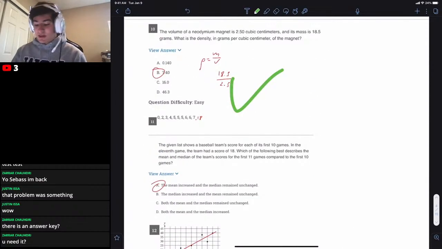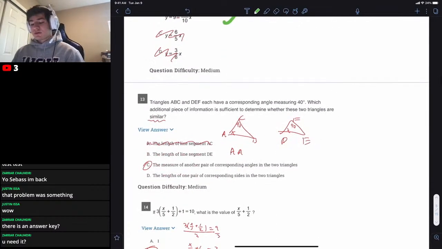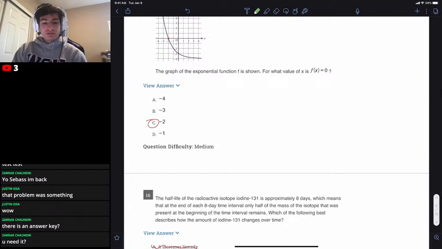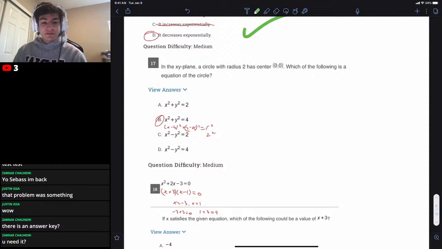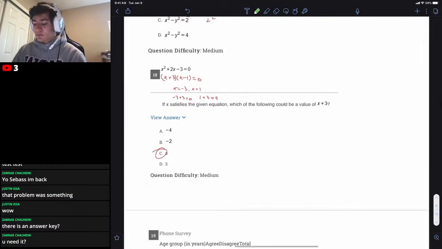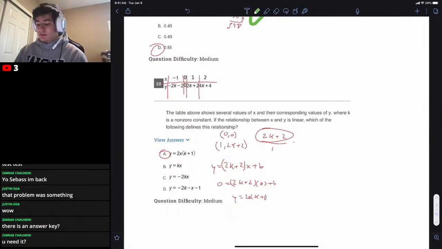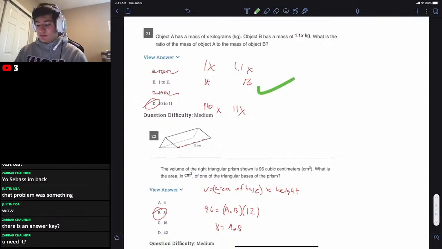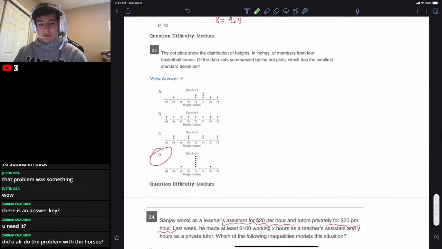11 has to be A. Nice. 12 has to be A as well. 13 has to be C. 14 has to be B. 15 C, 16 D. Cool. 17 B. 18 C. 19 D. 20 A. 21 D. 22 B. 23 D.